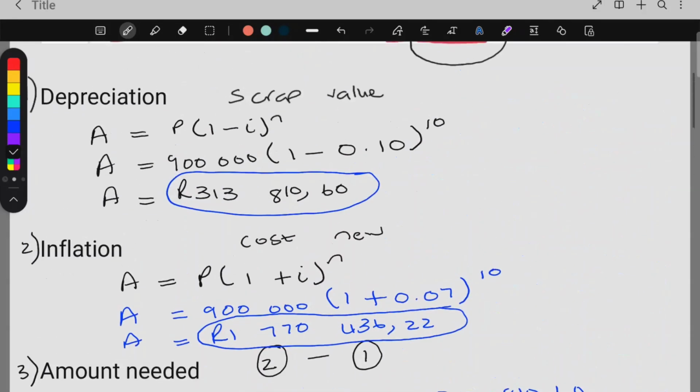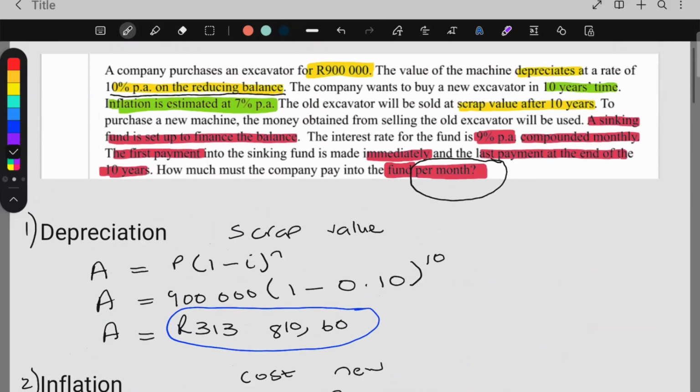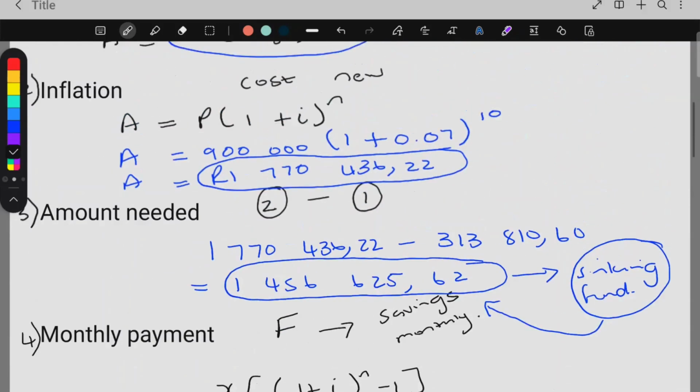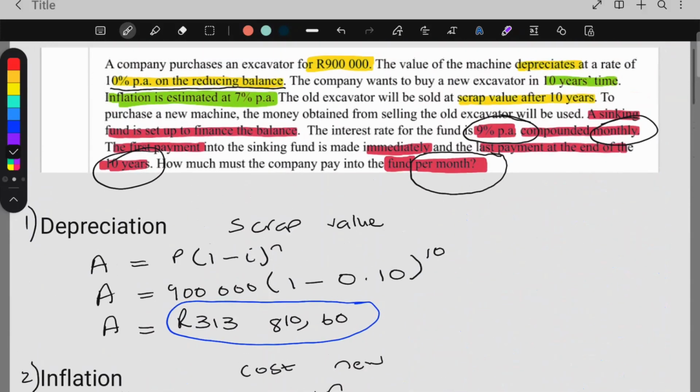Let's go up to the information. Let's go look. What is our interest? Now, everything I highlighted in red is the sinking fund. So a sinking fund is going to be set up, and 9% per annum is our interest compounded monthly. Okay, and this is now for 10 years. So our interest is 9%. So this is 0.09 compounded monthly. And we need to work out n. Let's go up to our information.